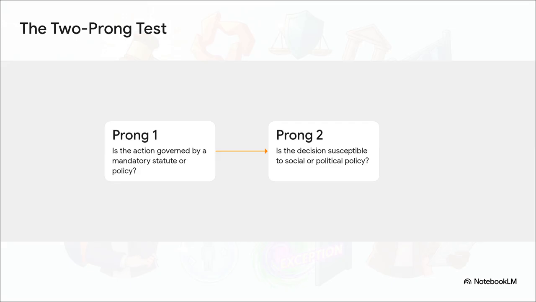Second, the policy substantive prong. Even if they did have a choice, was it a choice grounded in social, economic, or political policy? Deciding whether to build a massive bridge? That's a policy choice. Deciding to drive a government truck recklessly down the highway? That is not a policy choice.